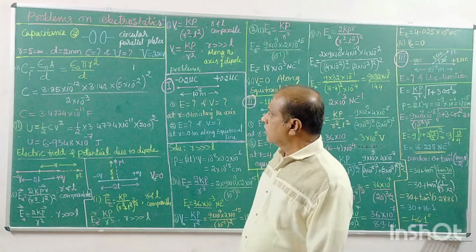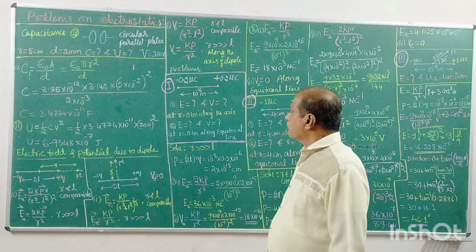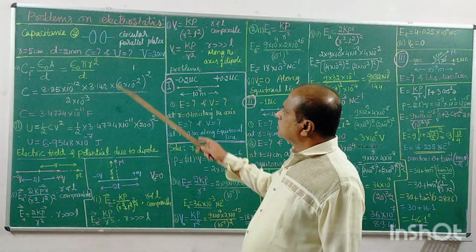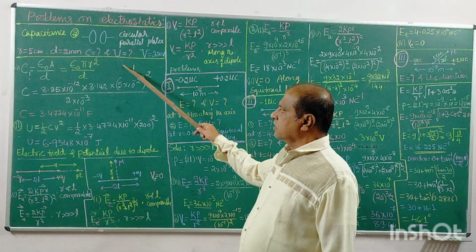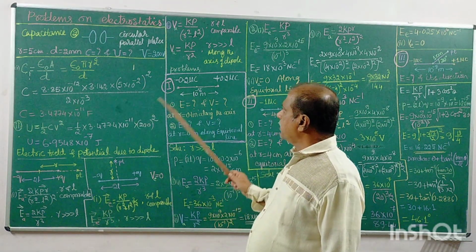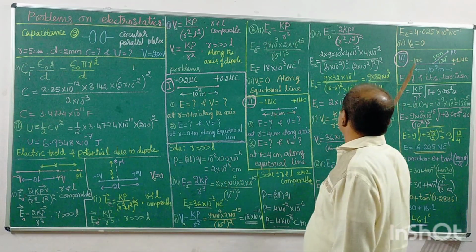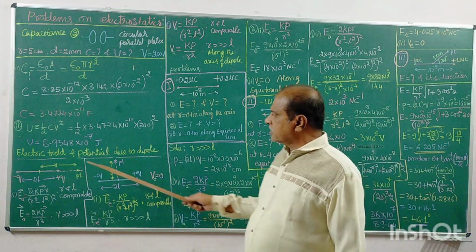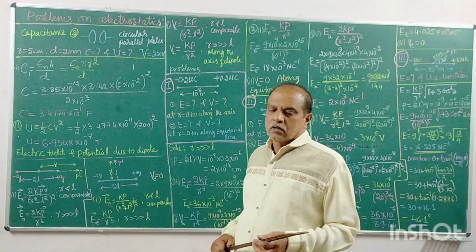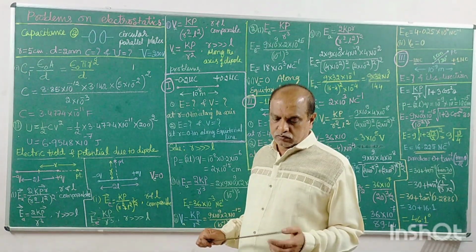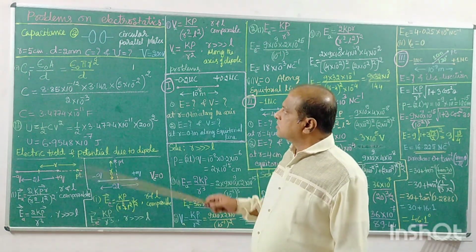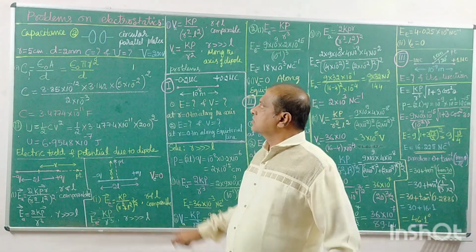There are four problems. One is on the capacitor. The remaining three are on the electric field and potential due to dipole. Let us see what is the problem on the capacitance.